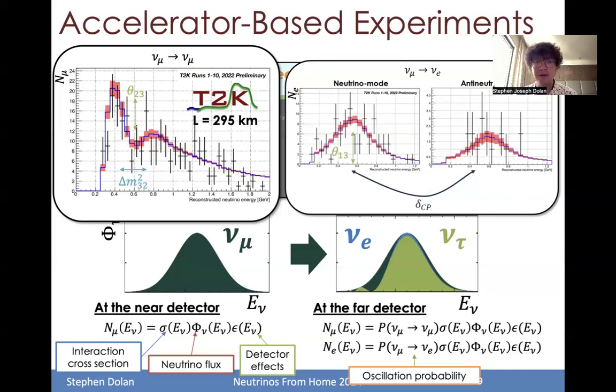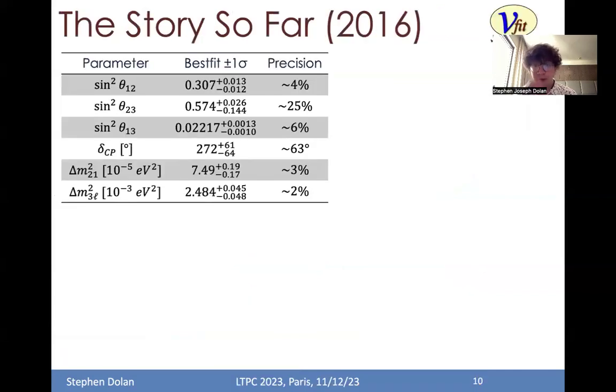Okay, so if we move on from here, I want to just say a little bit about what our precision on all of these oscillation parameters actually looks like. So I've listed all of the parameters that we have in this three-flavor framework. And I'm showing you how the constraints on them have improved since 2016. So in 2016, you can see we actually do have a few percent precision on a few of the parameters, but this sine squared theta 23 parameter and delta CP have large uncertainties still.